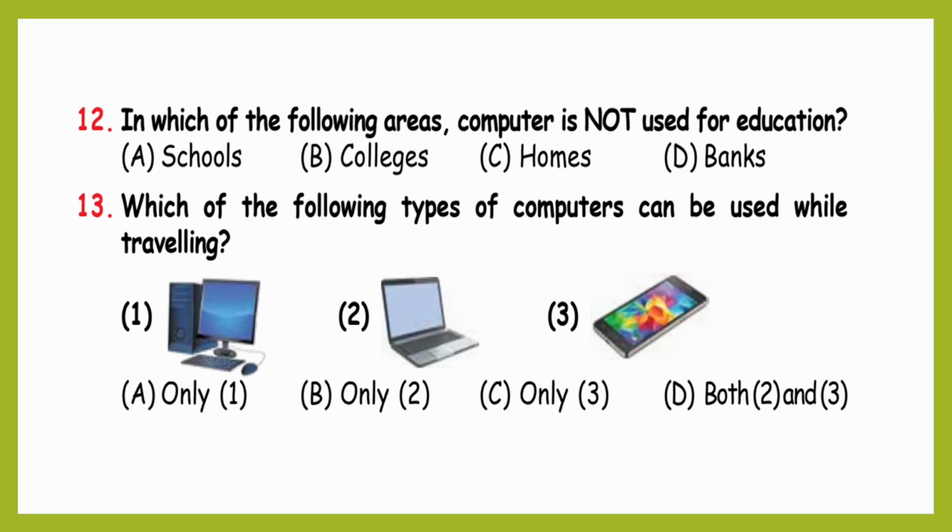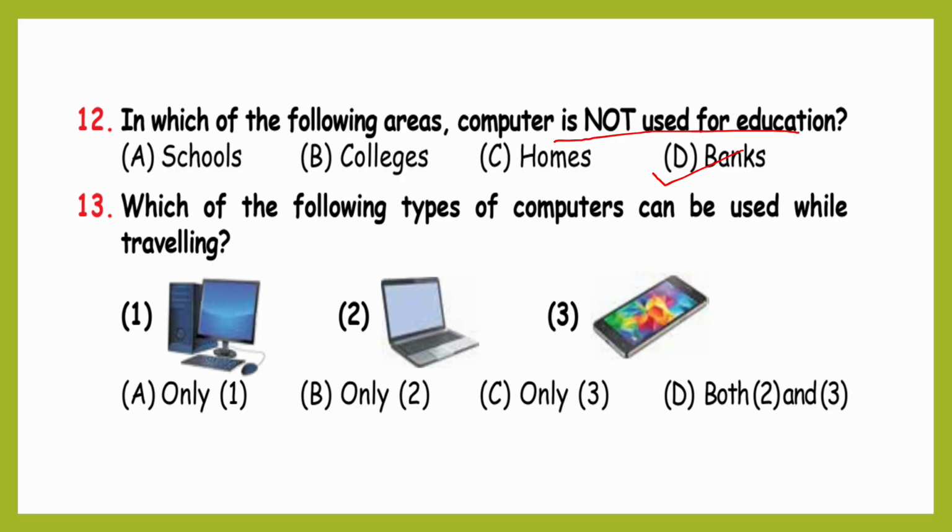In which of the following areas computer is not used for education? Option A schools, option B colleges, option C homes, option D banks. Where computer is not used for education. What's the correct answer? Option D banks. In banks, computers are used for banking operations such as to deposit money, to withdraw money, etc.